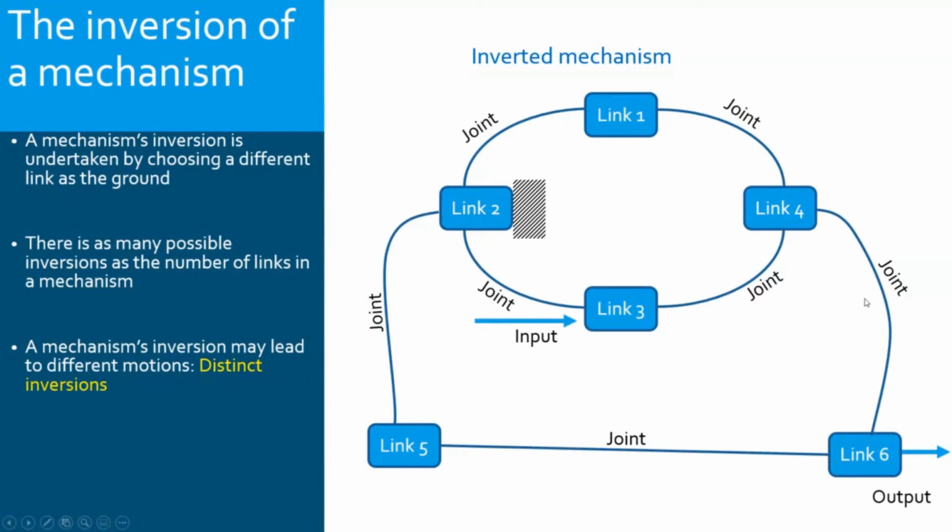So we need to pay a little bit of attention: there are available inversions in a mechanism, but they are not necessarily all distinct. They are not necessarily substantially different from each other. Some inversions can give similar motion. Some inversions can give similar kinematics.